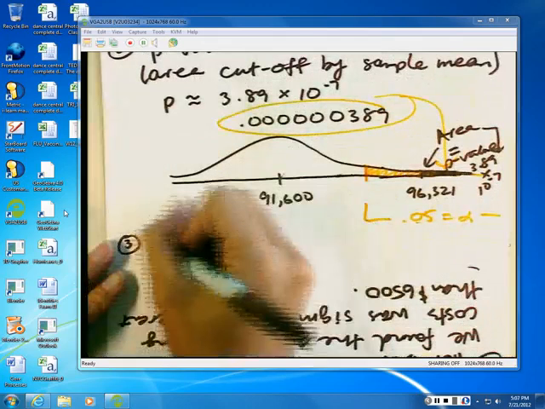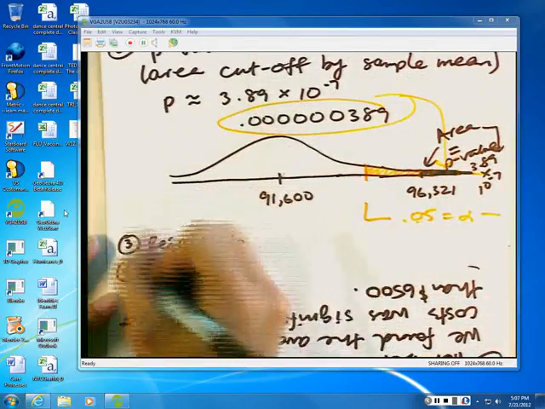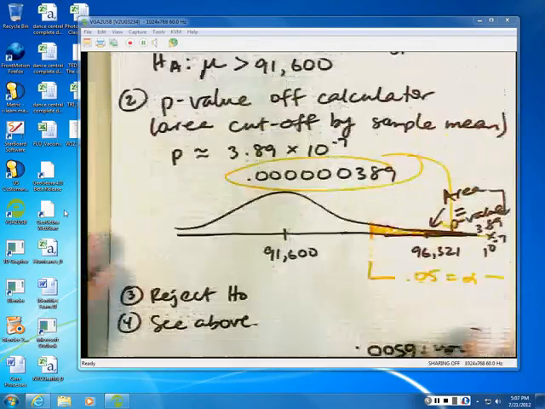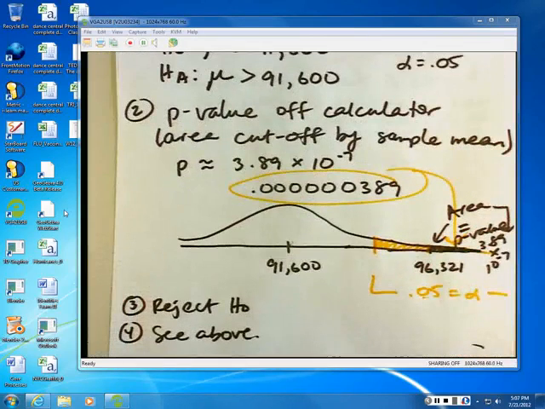So for step number 3, we say reject the null hypothesis. And for step number 4, I'm just going to say C above, because I've got the same conclusion. I'm on the bottom of a paper, so I'll do that. It's the same analysis, very same analysis. But that's what the p-value method does for us.